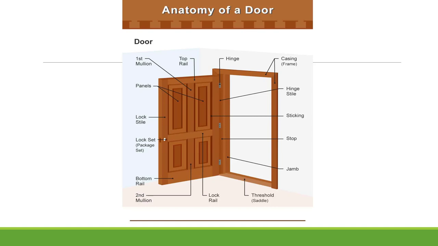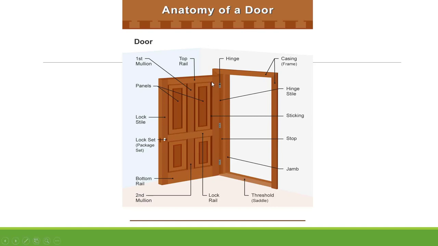Actually, in most of the competitive exams, we used to get at least one or two questions from parts of doors, different parts of windows, different parts of arches. So today we are starting with doors, and then in coming videos we will discuss the different parts of windows, different parts of arches, and their types. So in today's video we are going to discuss the different parts or anatomy of a door.